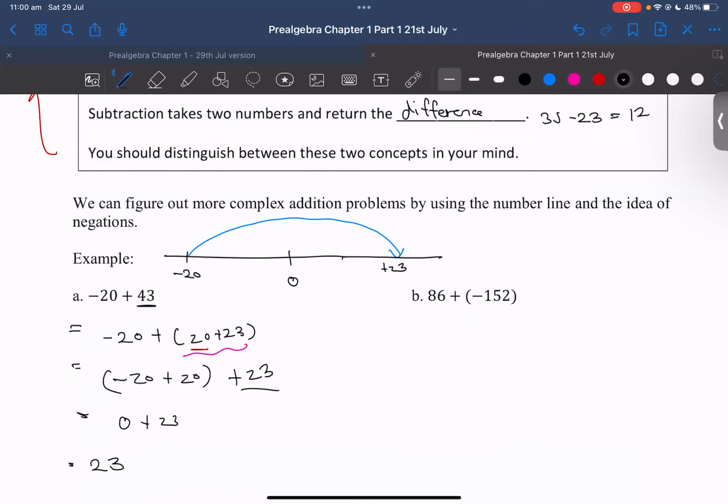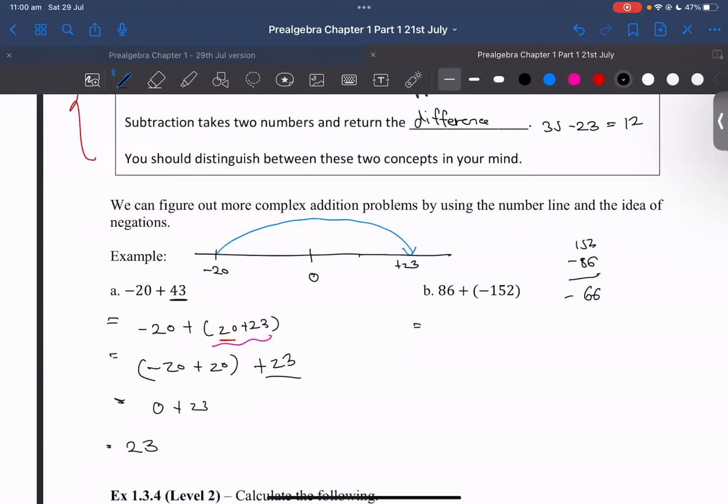Same thing here as well. We have the opposite now. We're adding a negative. 86 plus negative 152. How do we do this one? Yep. I did 152 minus 86. Yeah. And then, yep, I got. Yeah. Good. So the idea here is this.